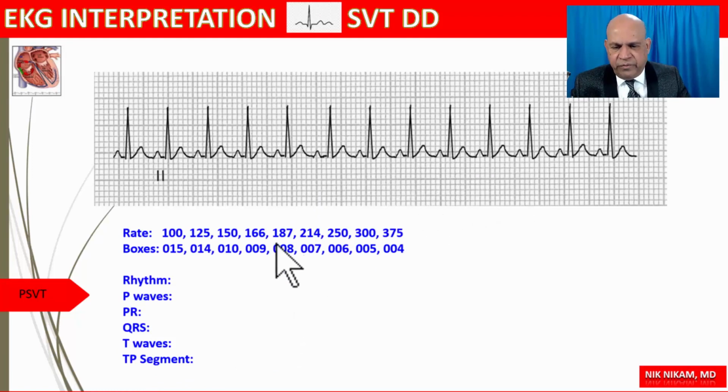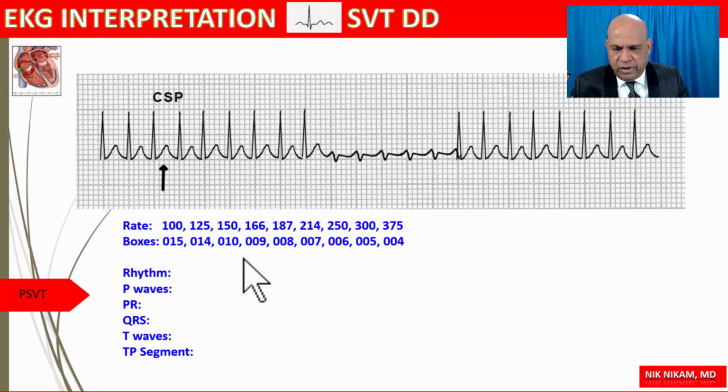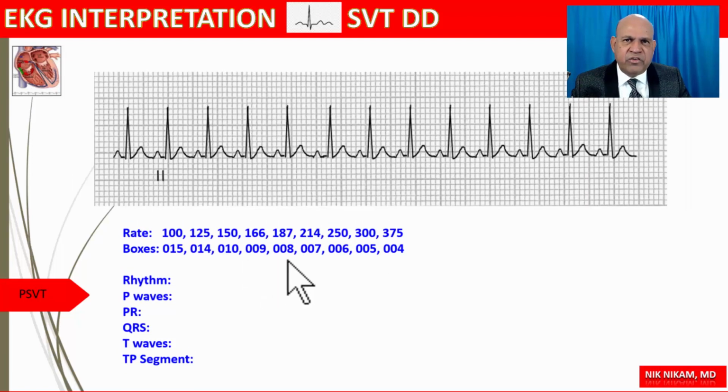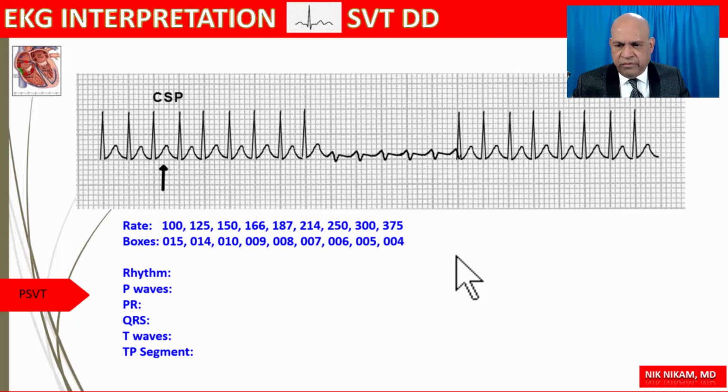So this is why I said this roadmap is so important in systematically recognizing the tachyarrhythmias. The more practice you do, the better it becomes. So let's look at another one. Now the heart rate is approximately 5 small boxes here. That means the heart rate is 300 per minute.